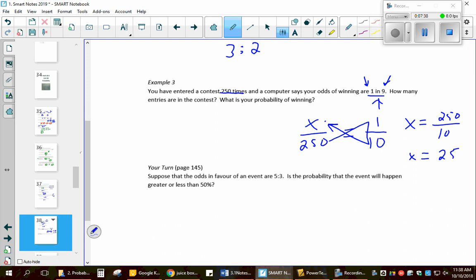So what's your probability of winning? So that's how many times you should win there. What's your probability of winning? We kind of already figured that one out, right? Probability, we said, was 1 out of 10. So what's my probability of winning as a decimal? 0.1. What is it as a percentage? 10%, right?